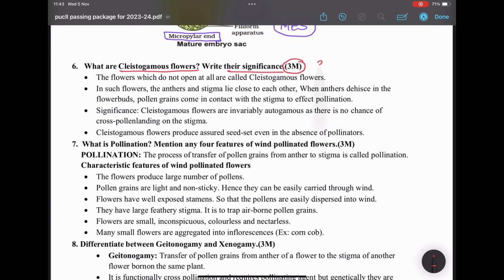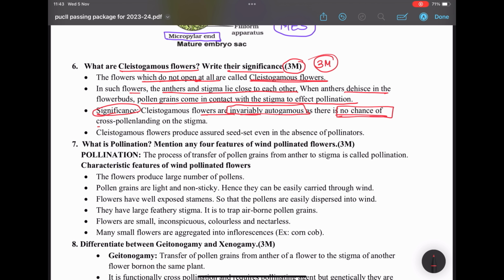Next question: what are cleistogamous flowers? Write their significance. Cleisto means they do not open, where anther and stigma lie close to each other. Significance: invariably autogamous, no chance for cross pollination, and you will find an assured seed set.